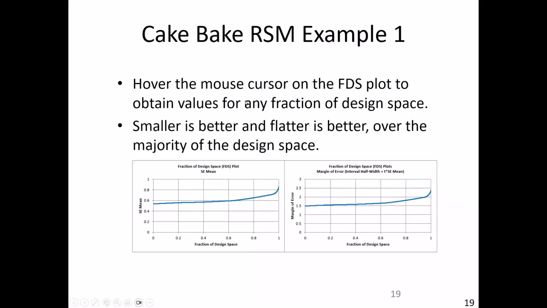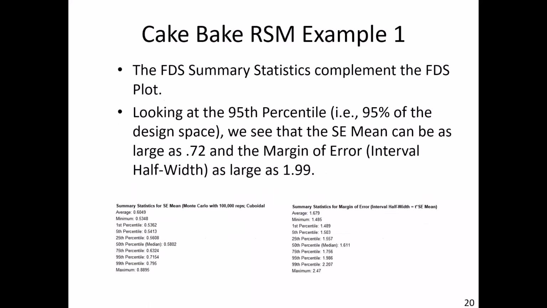You can hover the mouse cursor on the FDS plot to obtain values for any fraction of design space. Again, smaller is better and flatter is better over the majority of the design space. That's what you're looking for, smaller and flatter. You also have the summary statistics, all right? So that's what I had briefly alluded to.